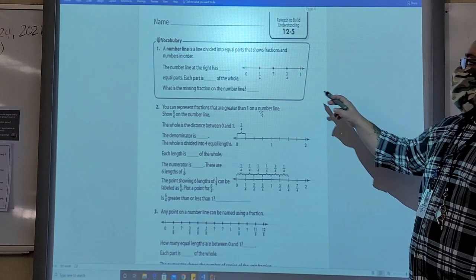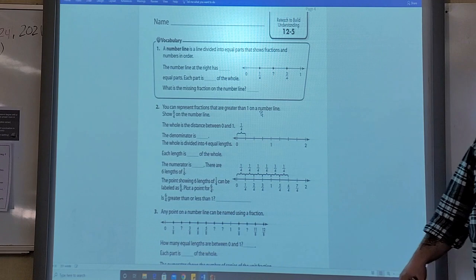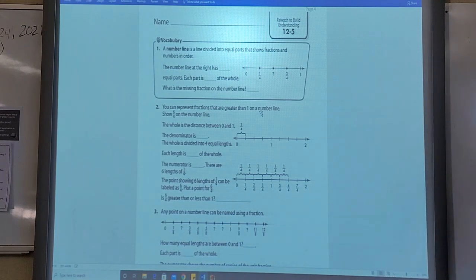Okay, everybody should be on this page. Reteach 12-5. This is the same lesson as yesterday, but we are continuing. We need a little more work on this. This is the number line with fractions greater than 1.